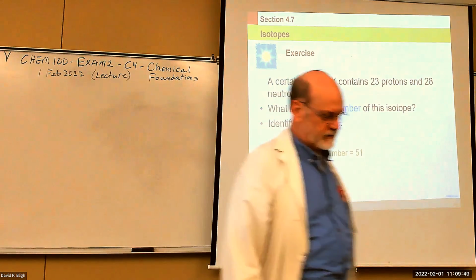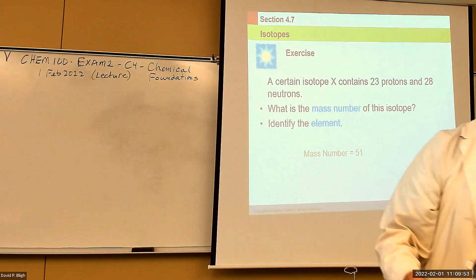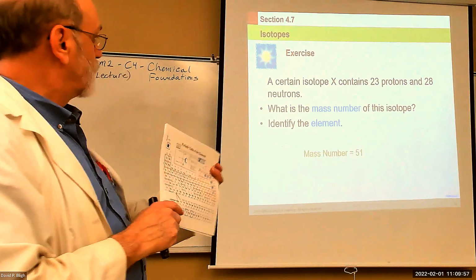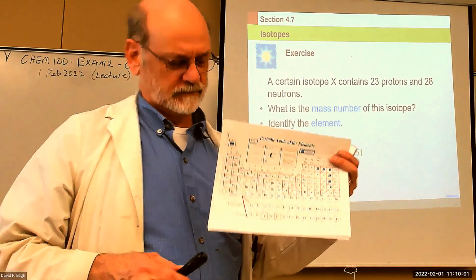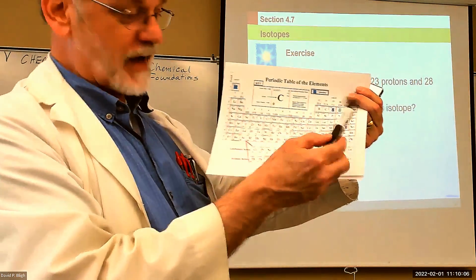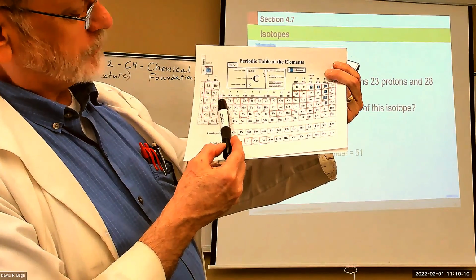Well, to do that, all you need is a periodic table. Right? Rather than use the one on the wall, I use this one. So we're looking for 23 protons. That's the atomic number. Right? So we go along here. It gets bigger from top to bottom and left to right. So we just keep following along until we find 23. So we go along here, 23.